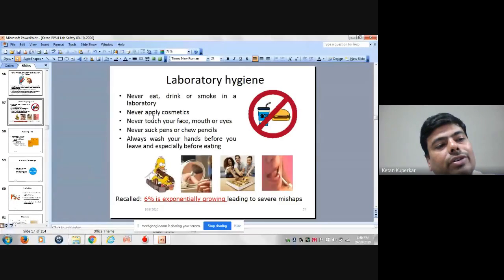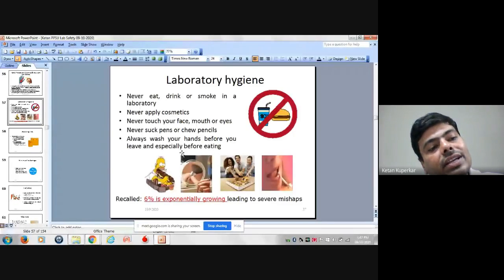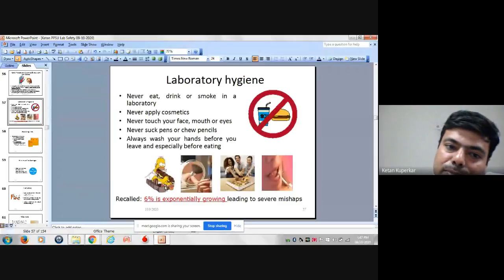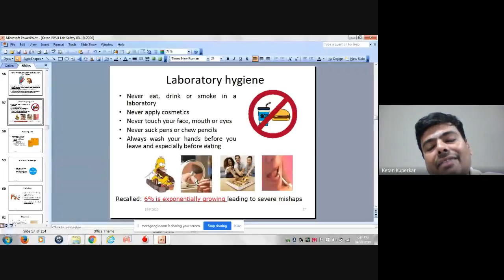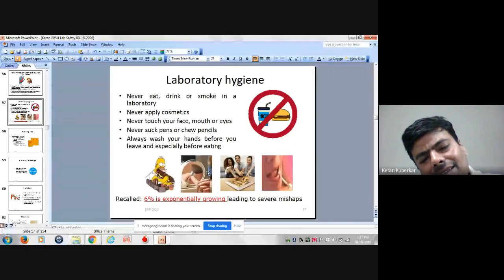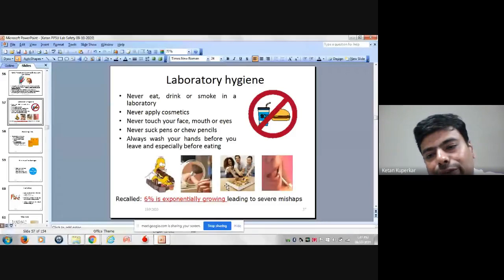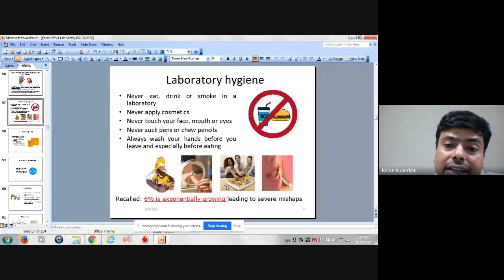If you recall the contribution pie chart, which showed the 6% of the 6% which is growing exponentially, growing the mishaps exponentially, this is the particular practice commonly seen when the lab technicians fail to keep a perfect eye on the students. They play some mischief by eating something or by applying some cosmetics, which is not at all recommended for any individual if you work in a laboratory.